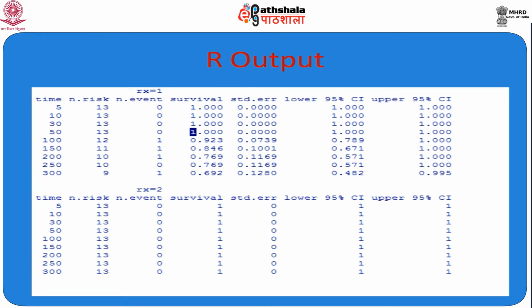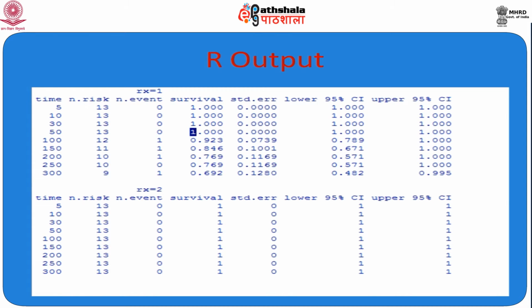Corresponding to the survival estimates, it also gives the standard error value, the lower confidence interval of the survival probability estimate, and the upper confidence interval of the survival probability estimate. If you go to the next row down, that is given for Rx2. It again gives the time interval, the number of patients at risk, the number of patients where an event occurred, and the survival and standard error, also given in the next slide.